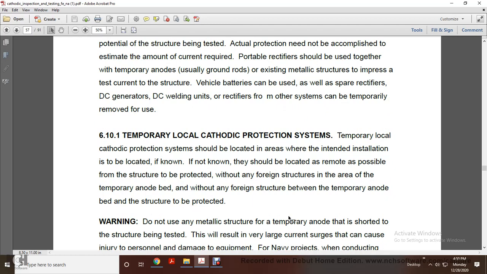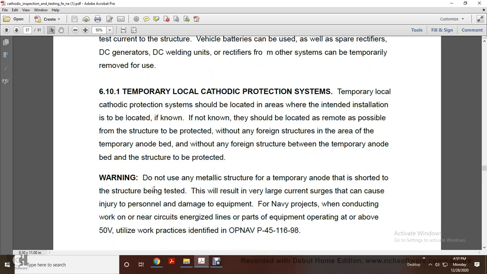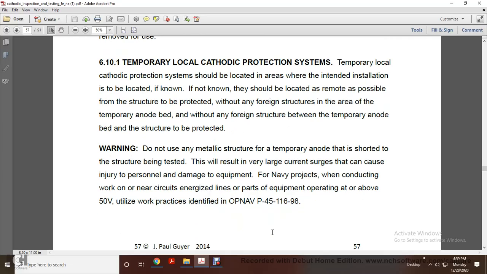610.1, temporary local cathodic protection system. Temporary local cathodic protection should be located in the area that is intended. If the location is unknown, locate the temporary anode bed as remote as possible from the structure to be protected, without any foreign structure between the temporary anode bed and the structure to be protected. Warning: do not use any metallic structure for the temporary anode that is shorted to the structure being tested, as it will result in large current surges that can cause injury to personnel and damage to equipment. For Navy projects, work on or near energized circuits or equipment operating above 50 volts must follow identified Navy practices.